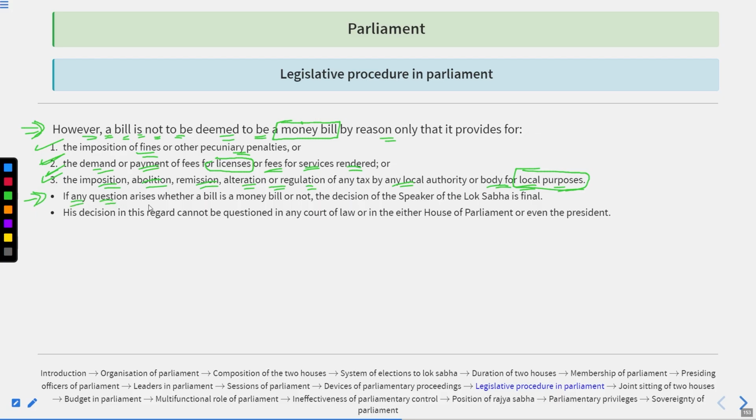If any question arises whether the bill is a money bill or not, the decision of the Speaker of the Lok Sabha is final. It means that the presiding officer of Lok Sabha, who is the Speaker, is in charge to decide whether the bill is a money bill or not. If he says this bill is a money bill, the bill will be considered as a money bill. If he says the bill is not a money bill, the bill will not be considered as a money bill.